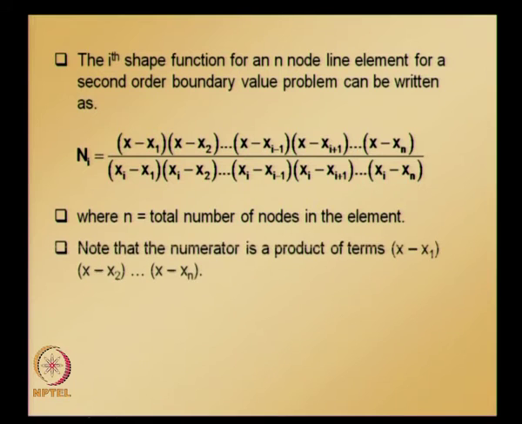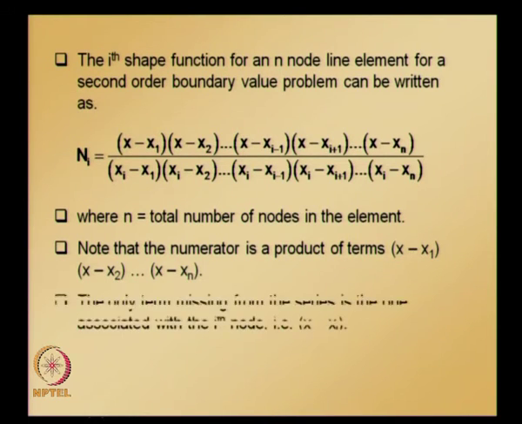And in this expression, note that the numerator is a product of terms x minus x1, x minus x2, dot dot, x minus xn. If you see the numerator carefully, the only missing term from this series is the one associated with the ith node. X minus xi is not going to be there, that is the term that is missing.